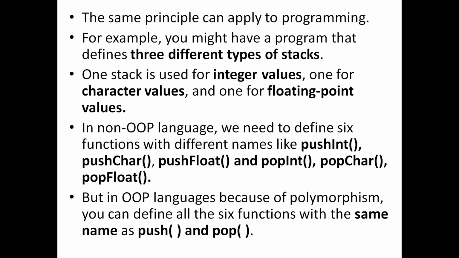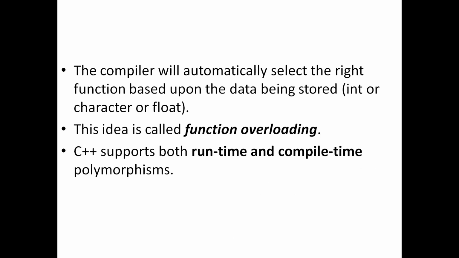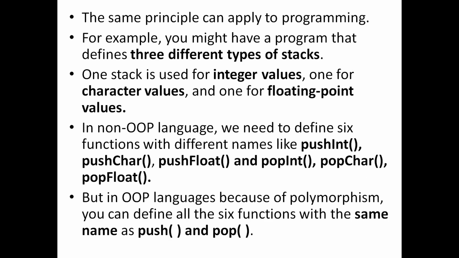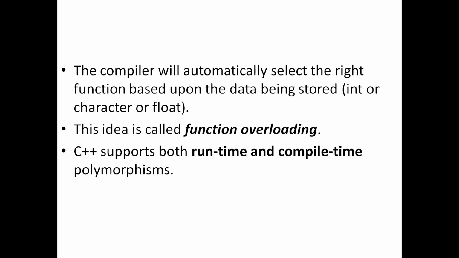So it will invoke the version of the push function which is associated with integer stack. Similarly, when you pass a floating point value, it will be automatically associated with the variant of the push function which takes the floating point argument. So based on the type of argument you are passing, the compiler will associate the function call. This is the idea of polymorphism, and it's also called function overloading.